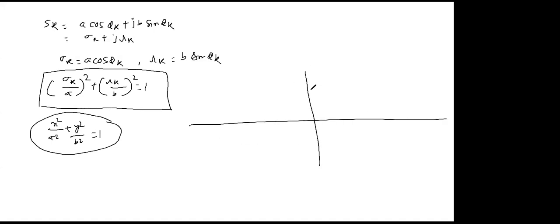Anyone? Equation of an ellipse. Ellipse. It's an ellipse, okay. It is an equation of an ellipse, in sigma_k and omega_k. So all the poles of a Chebyshev filter lie on the surface of an ellipse. Okay. Surface of an ellipse.